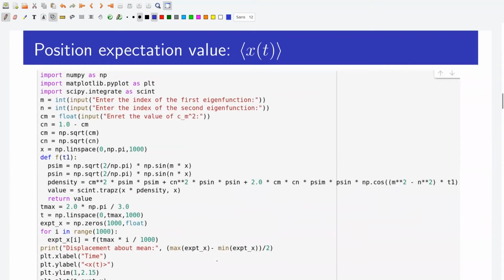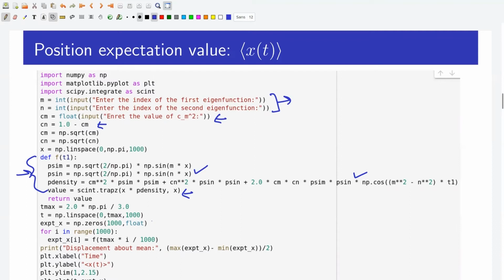The user has to insert the values of m and n here. The user also has to insert the value of cm square, and the value of cn square is calculated in the next step. A function is written here which defines the eigenstates, calculates the probability density, and finally calculates the integral to get the position expectation value at some particular time.